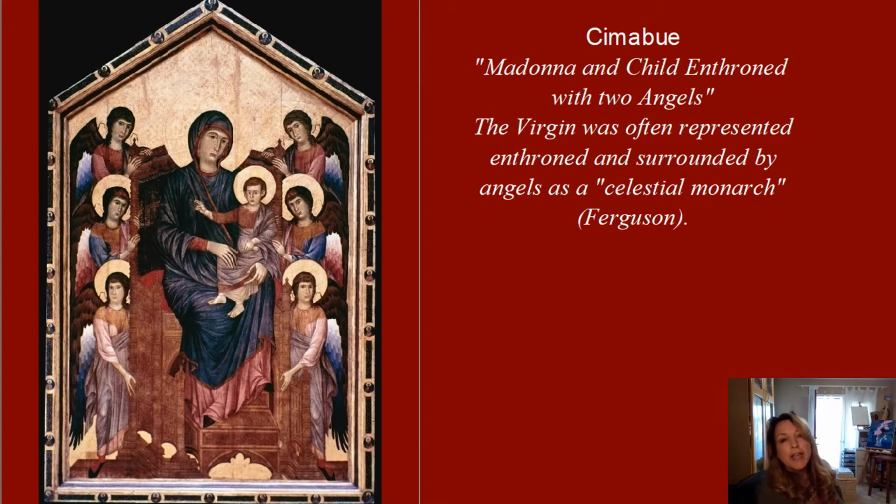Cimabue, a Madonna and child enthroned with two angels. The Virgin was often represented as enthroned and surrounded by angels, a celestial monarch, and we're starting again to see the development of space. We're starting to see a sense that the painting looks like it goes in, that the space is actually going in a bit.